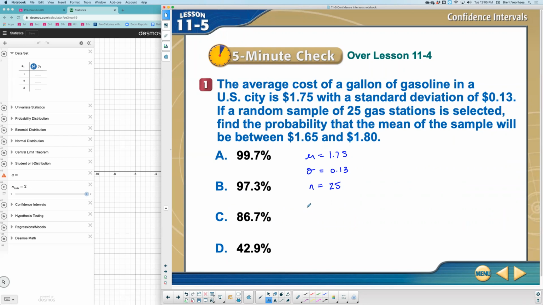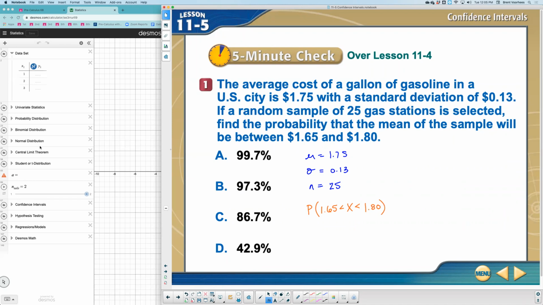And again, the way we wrote this is we'd say the probability is between $1.65. Actually, between typically does not mean equal to. I'm sorry, let me change that. So $1.65 is less than X, which is less than $1.80. That's what we're trying to solve for there, the probability.